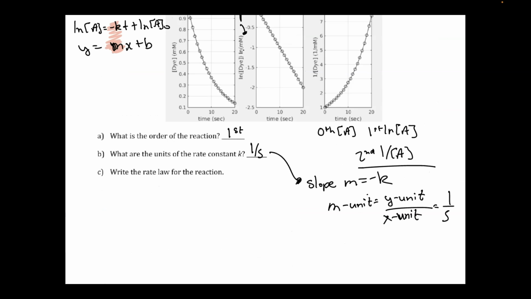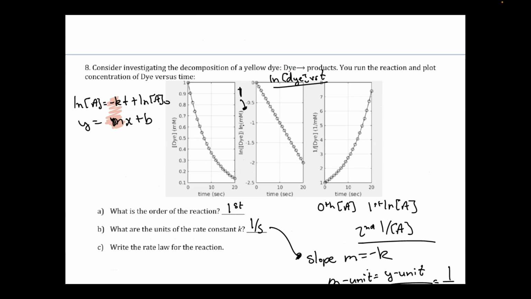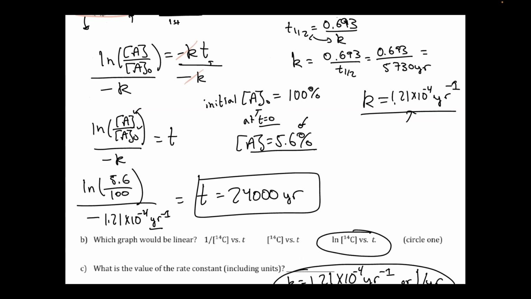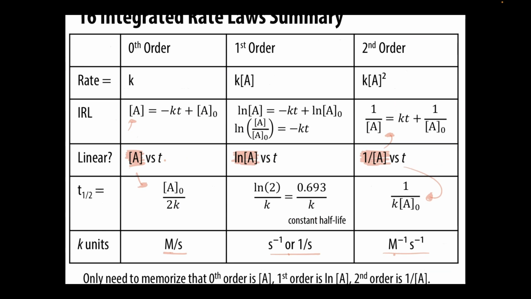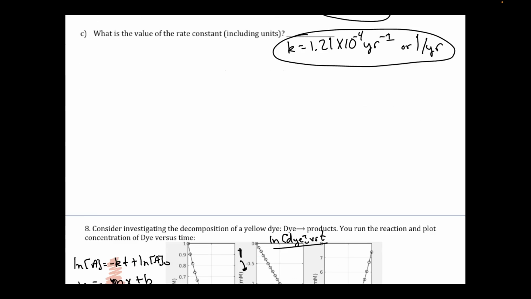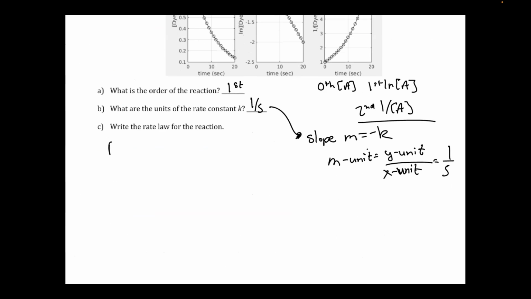Okay, write the rate law for the reaction. That's just a nice application of this top part here. Since it's first order, the power in the rate law is 1. So the rate law in this case is rate equals k times the concentration of dye. The power is 1 because it's first order, and anything to the first power is itself, so we can just write it as k times the concentration of dye.